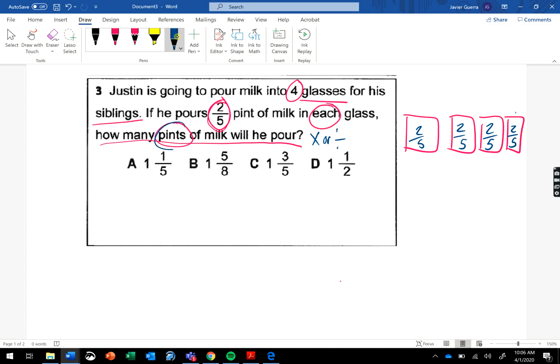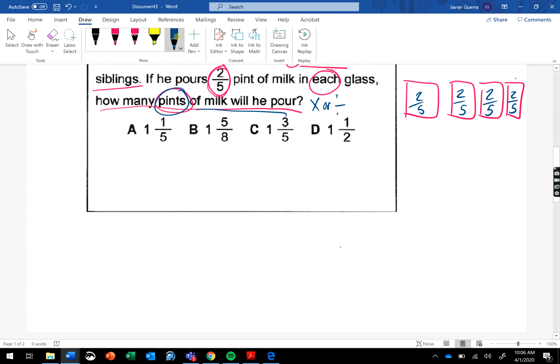They want to know how many pints of milk he poured, right? So they want to know the total. It doesn't say the word total, but they want to know the total of all the glasses of milk. So ask yourself, am I dividing or am I multiplying? Simple. I need to multiply these. So I need to multiply my 2/5 times the 4 cups.